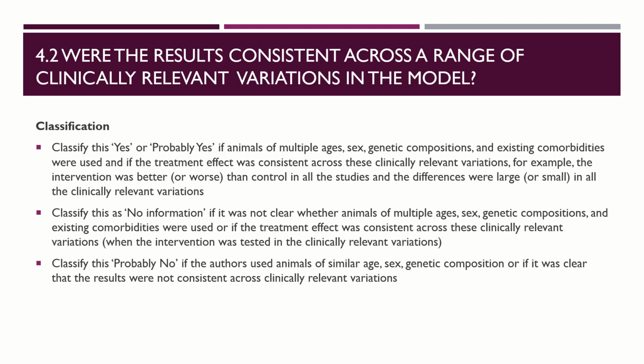Classify this as probably no if the authors used animals of similar age, sex, genetic composition. For example, they might define we used mice, specific type of mice from a specific litter, for example. That means the genetic composition is more likely to be similar, and also only one gender. And they didn't mention about comorbidities. They actually say they did not have any comorbidities.